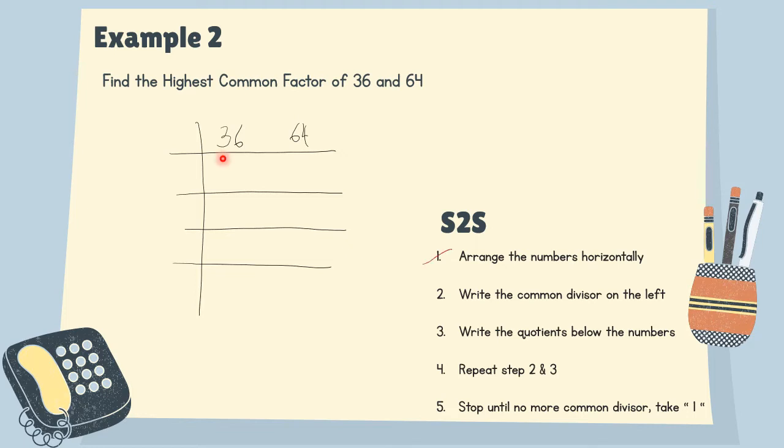Now ask yourself, are these two numbers even? Because if they are even, you can always divide them by 2. As simple as that. Now 36 divided by 2, again, it helps if you can do long division.